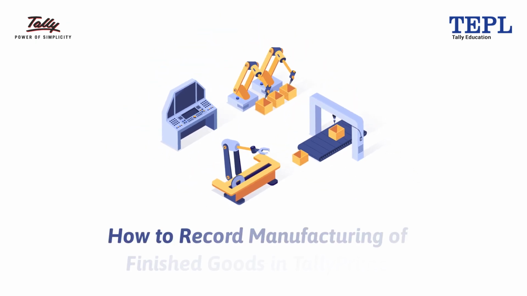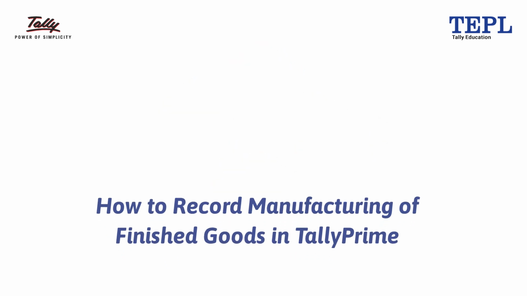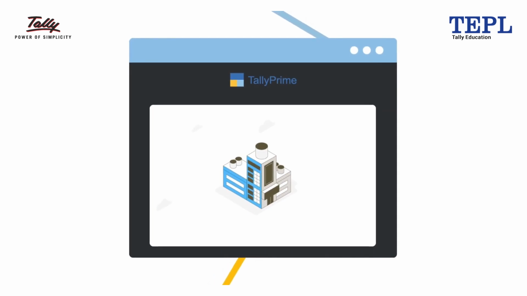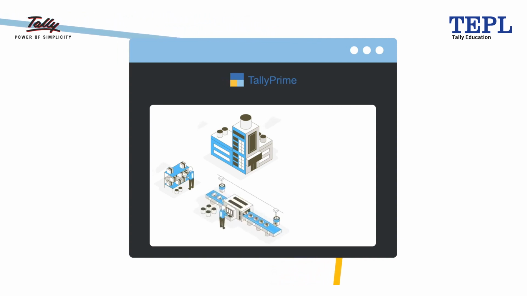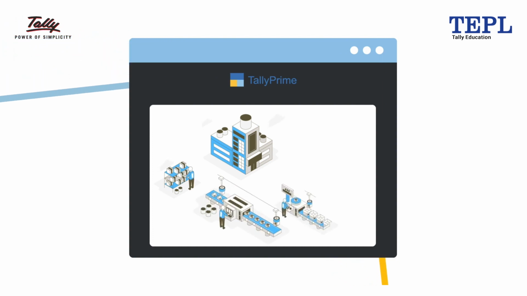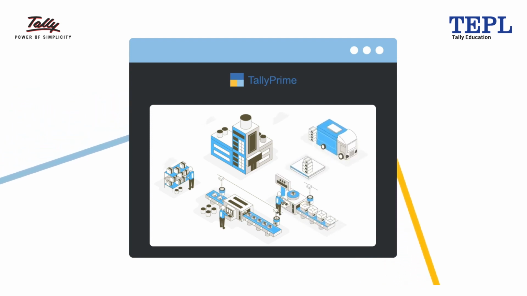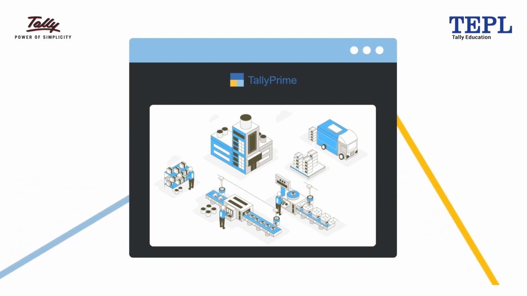In this session, you will learn how to record and manage manufacturing of finished goods in TallyPrime. As we know, manufacturing is a process of converting, assembling, processing, or anything that is done to raw materials to produce finished goods. It can be as simple as assembling a few components to complex manufacturing involving several components and processes. No matter how simple or complex it is, TallyPrime makes it easy to record and manage manufacturing of goods.